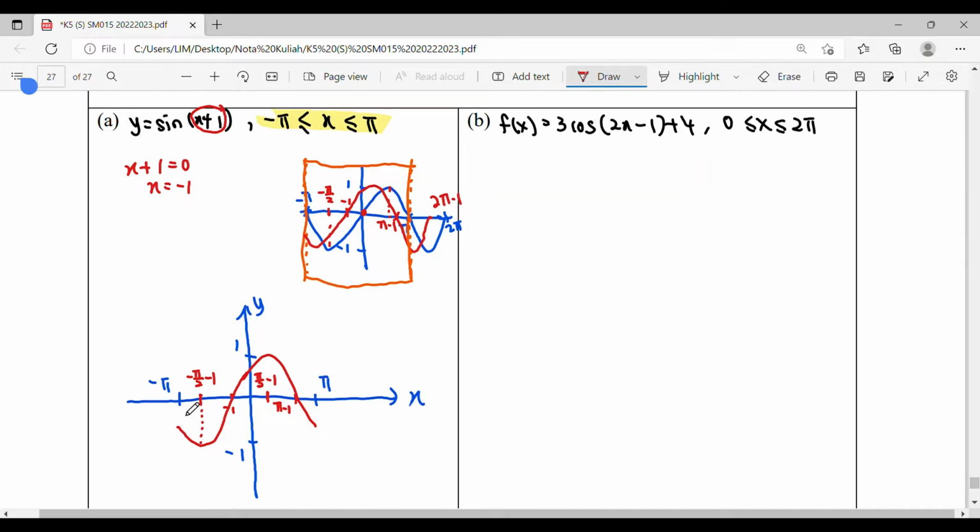So here is our graph drawn from negative pi to pi. Lastly, we label our function. So this is our function, which is sine x plus 1.